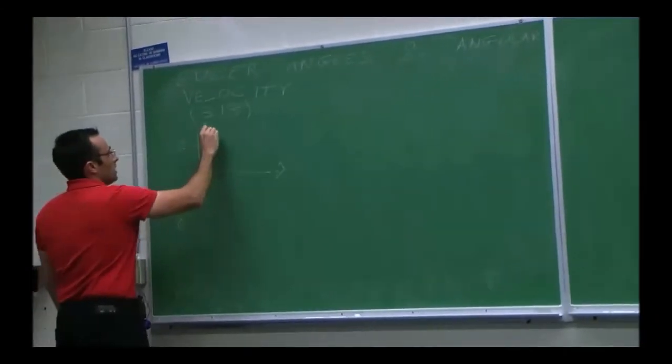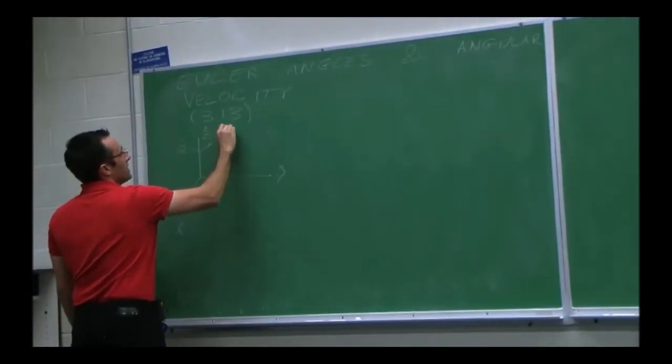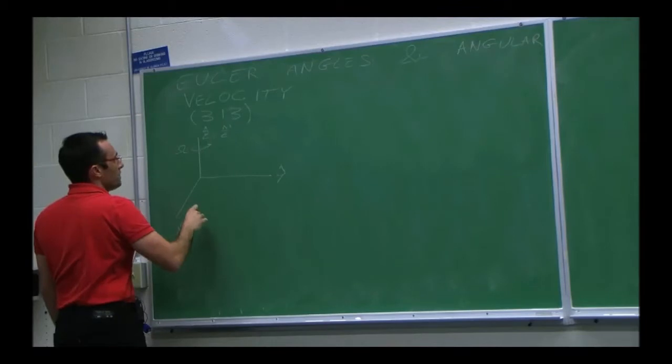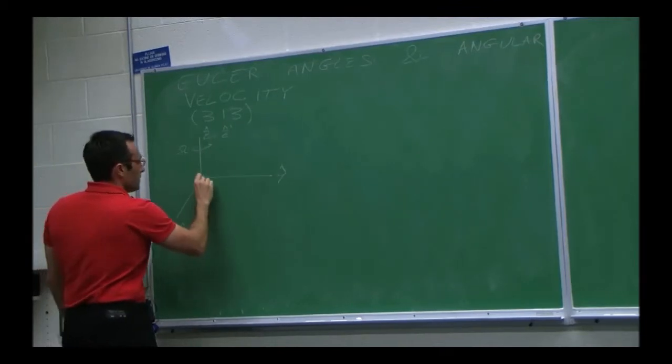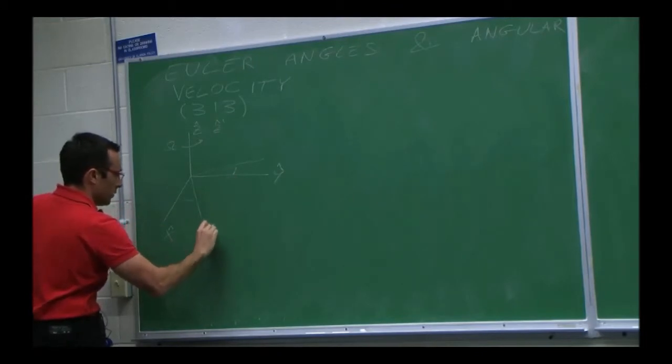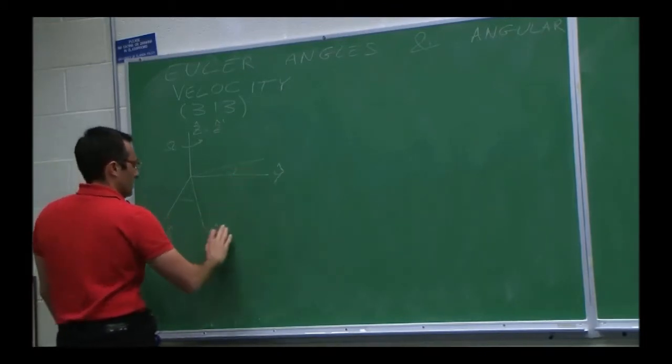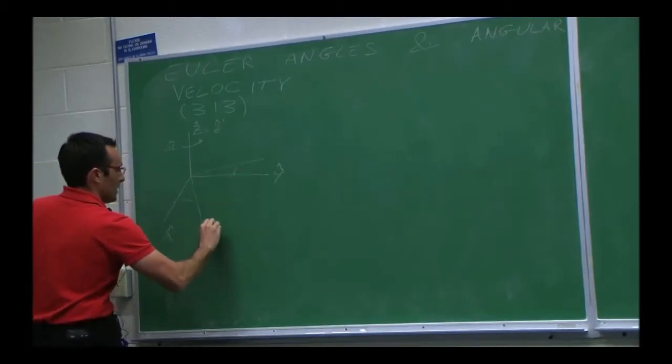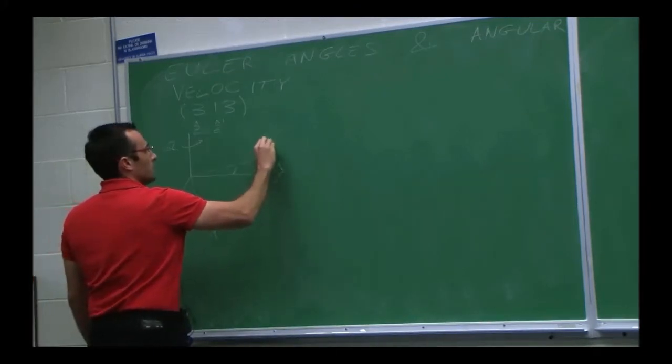So with this rotation, the z prime and the z are the same. You move these two axes in the xy plane, and you get an x hat prime, I'm sorry, this is x, of course, x hat prime and y hat prime, okay?